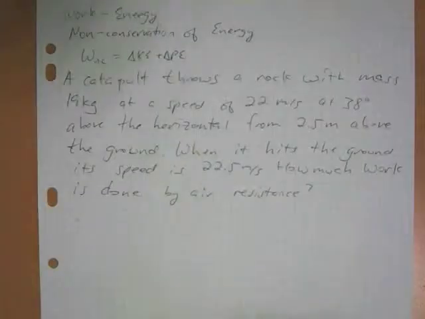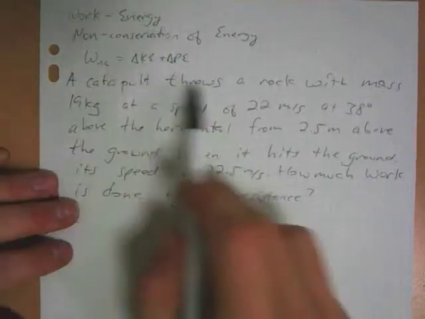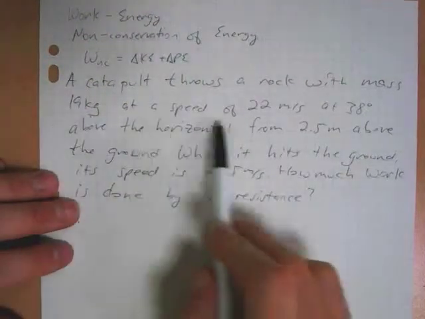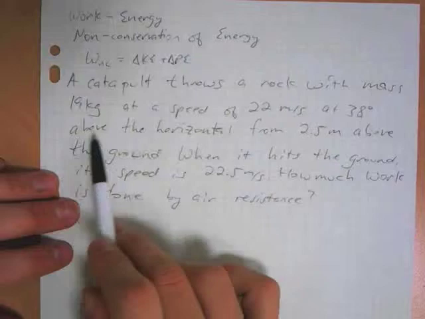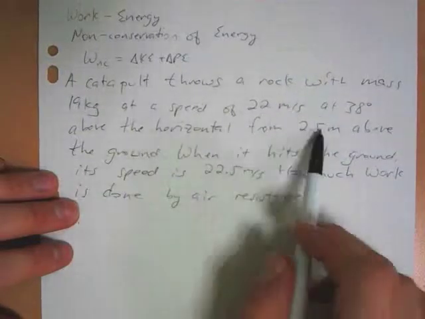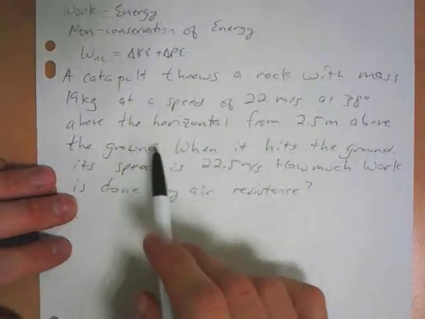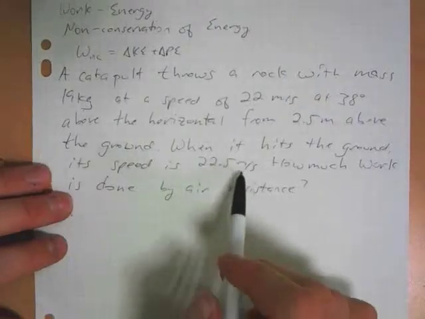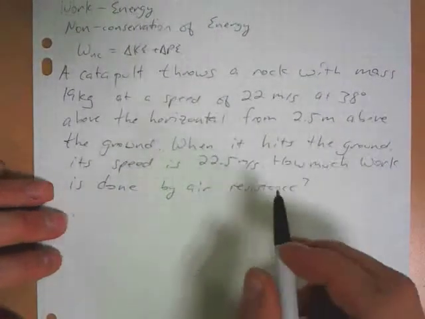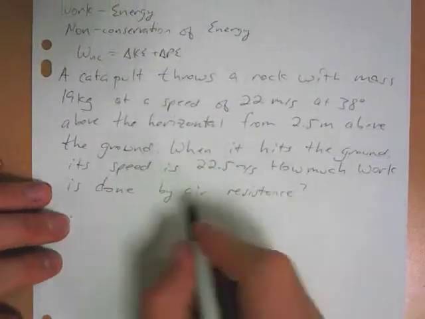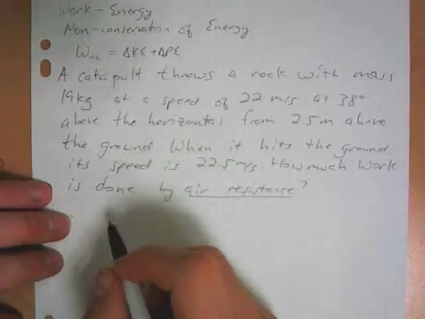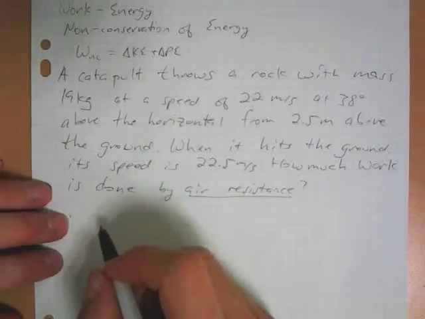Let's say that a catapult throws a rock with mass 19 kilograms at a speed of 22 meters per second at 38 degrees above the horizontal from 2.5 meters above the ground. When it hits the ground, its speed is 22.5 meters per second. How much work is done by air resistance? So this question is identifying air resistance as a non-conservative force that is acting in this problem.